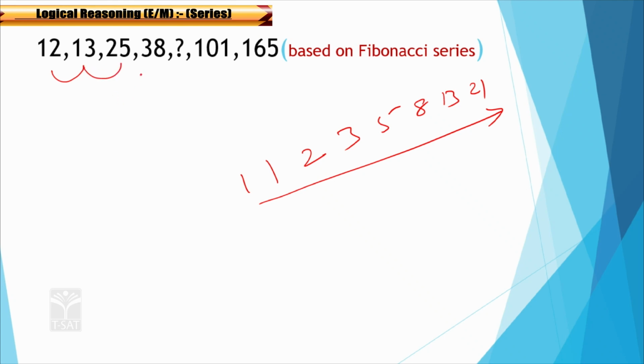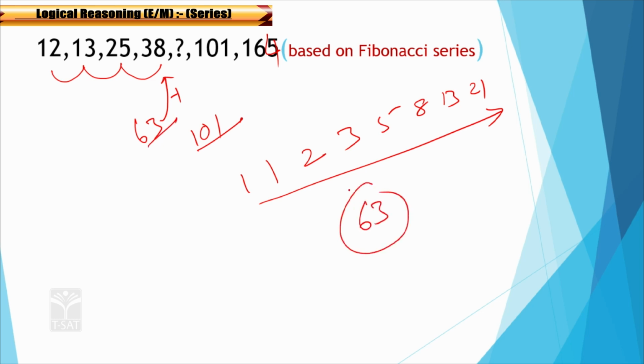13 plus 25 is 38. So 25 plus 38, how much? 25 plus 38 is 63. Correct? So 63 plus 38 is 101. And 101 is plus 63, correct? Like you have to add this one. 25 plus 38 is 63, and 63 will be the answer here. The 164 actually. So this is the 101. Here 63 is the answer.